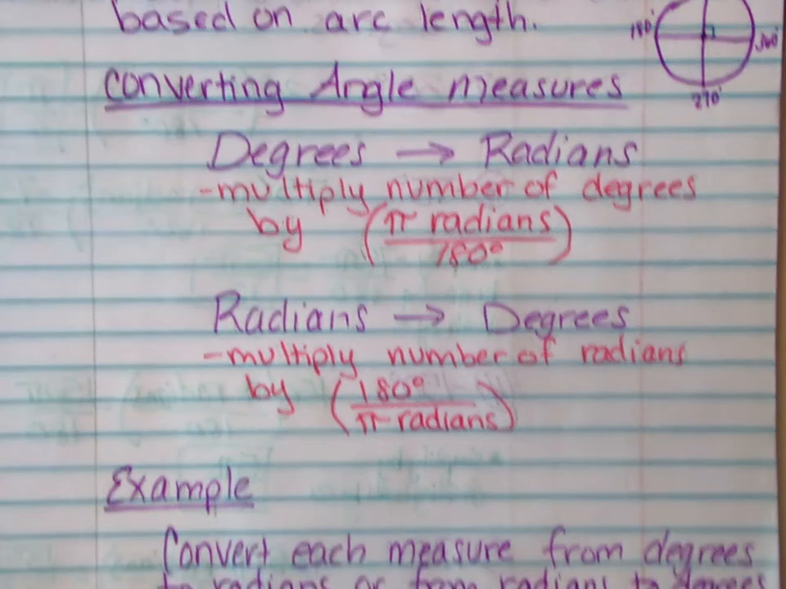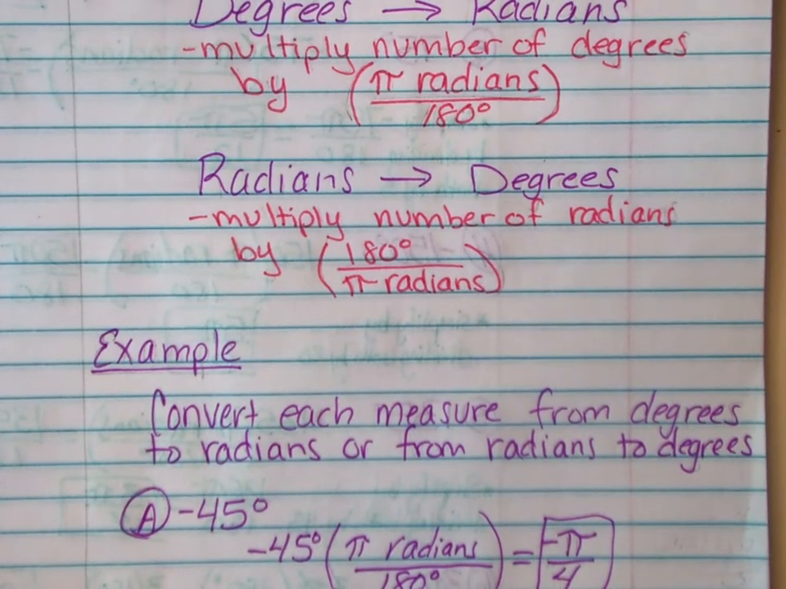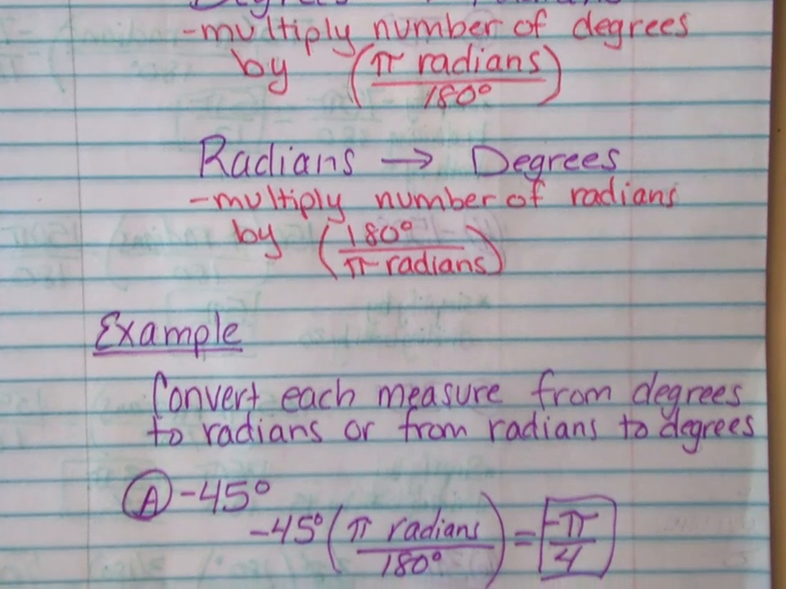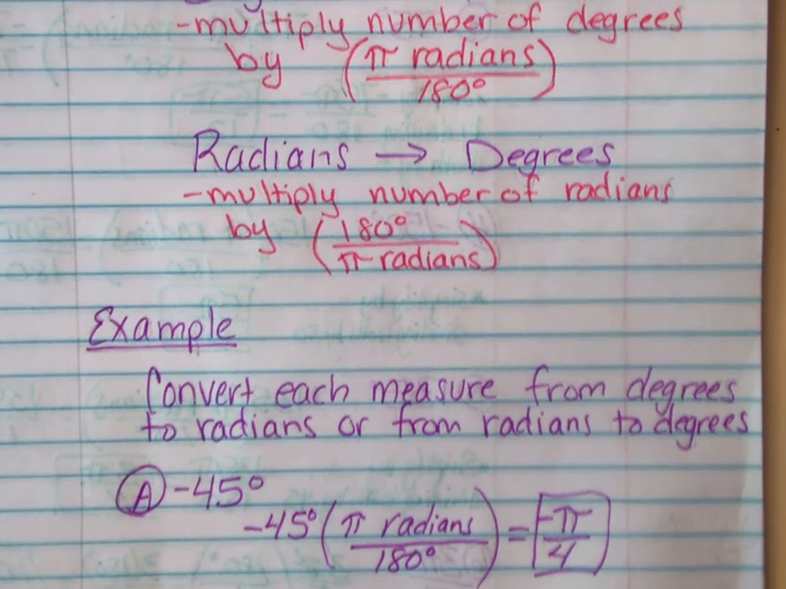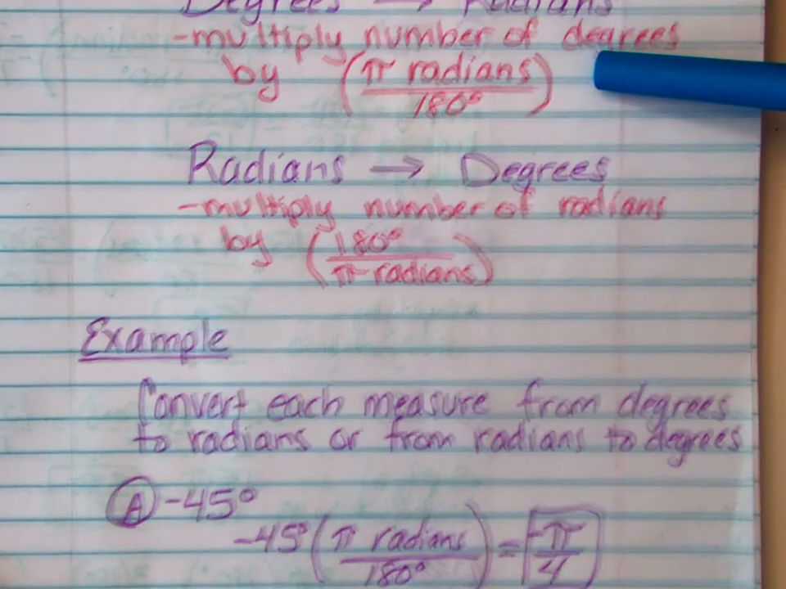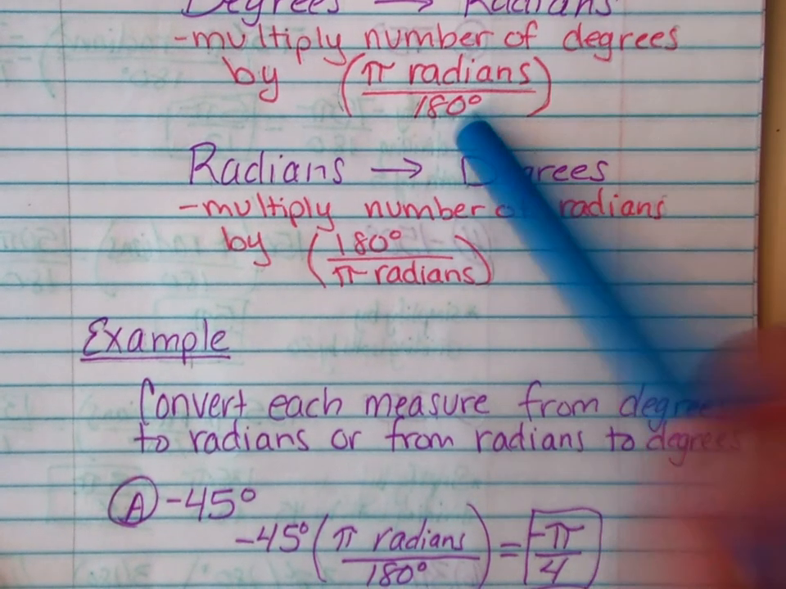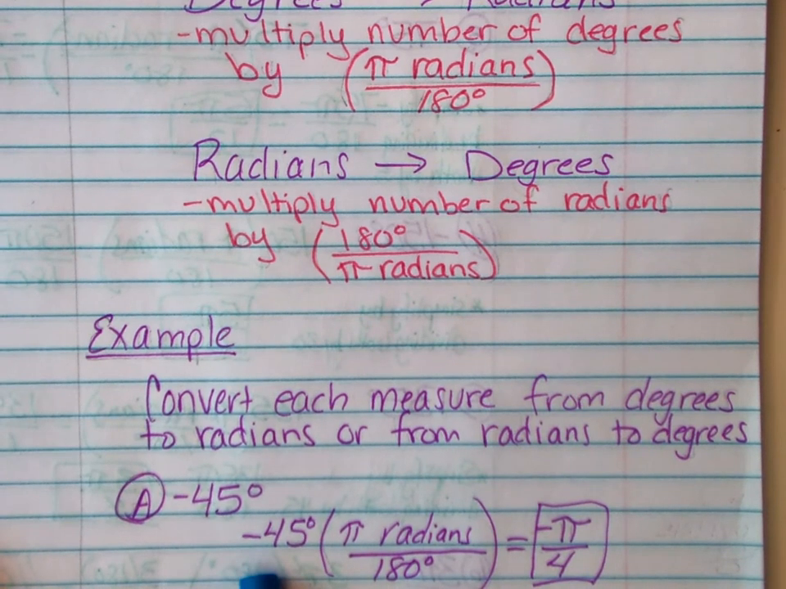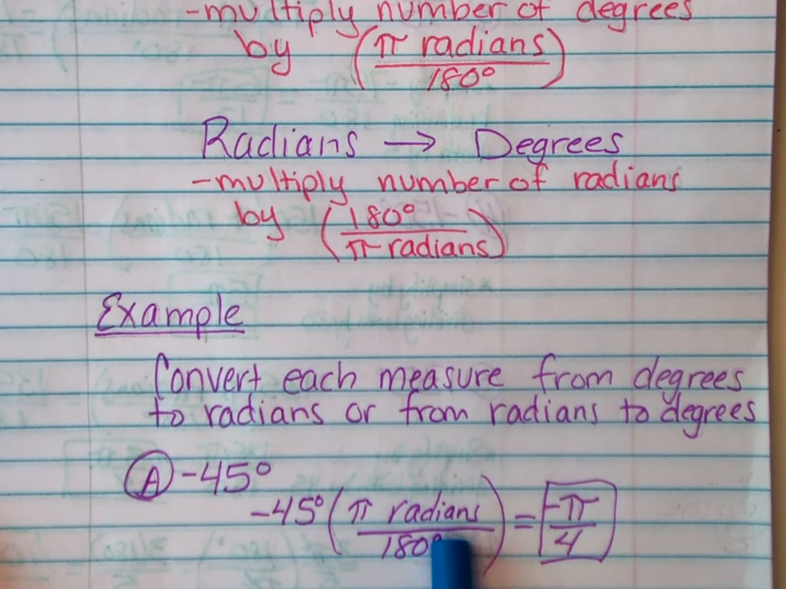So I did an example down here. We want to convert each measure from degrees to radians or from radians to degrees. So our first example is negative 45 degrees. If I'm already in degrees, I want to go to radians, so I'm going to multiply by pi radians over 180. So I take negative 45 degrees and I multiply it by pi radians over 180.